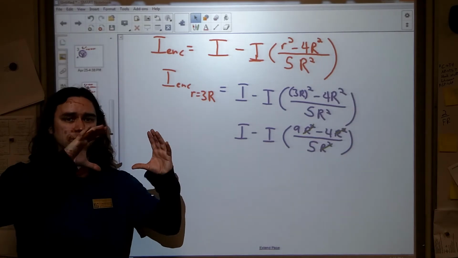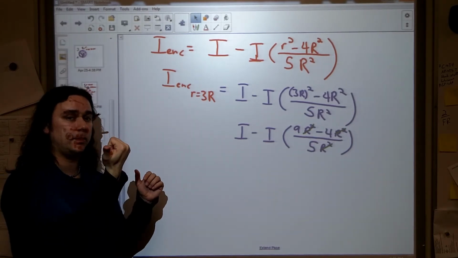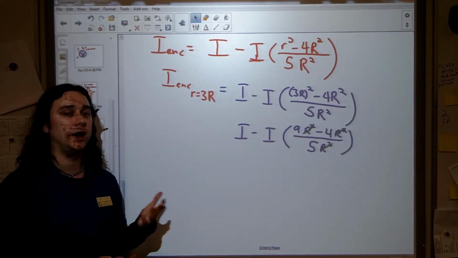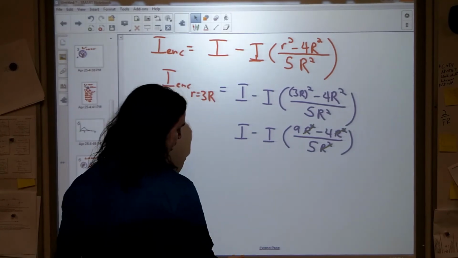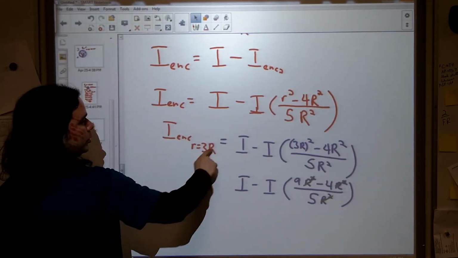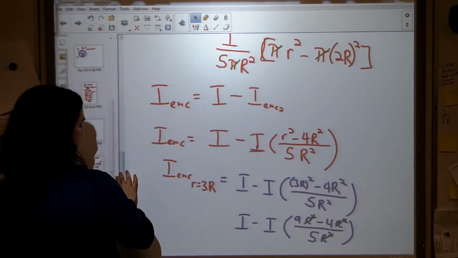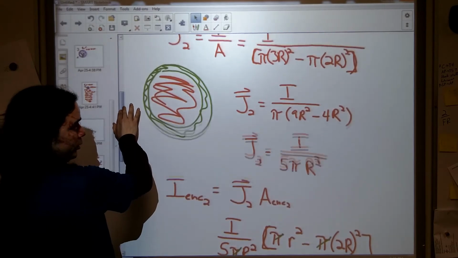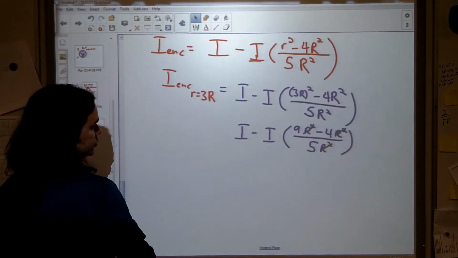I know when I get to the outside edge of that coaxial cable, since I have just as much current coming out as I do going in, I should have a total enclosed current of 0, and we find that we actually get that. Finishing this up. Now that we've got a workable value for our current enclosed for our final region, we get the following. We have the rest of this done, so I'm going to scroll down here.